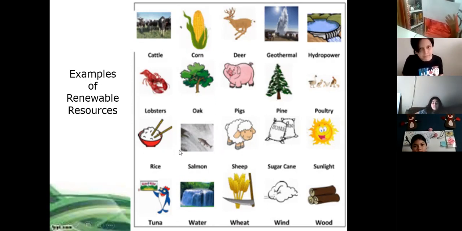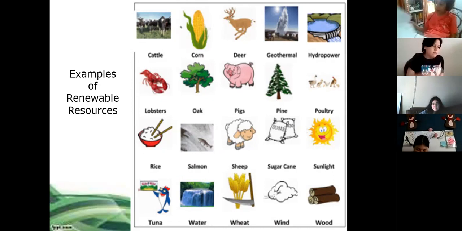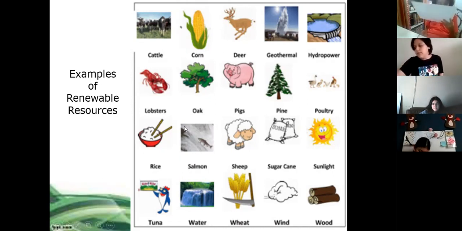Okay, let's see some examples of renewable resources. We have here, look at here, plants, trees, they are renewable resources. We have the water, the rice, some of the animals that you can see, the sunlight is a renewable resource. They renew in a short period of time, though some can take more time than others. For example, the pine tree takes more time than maybe rice, but all of them renew. They renew, but we need to take care of them.